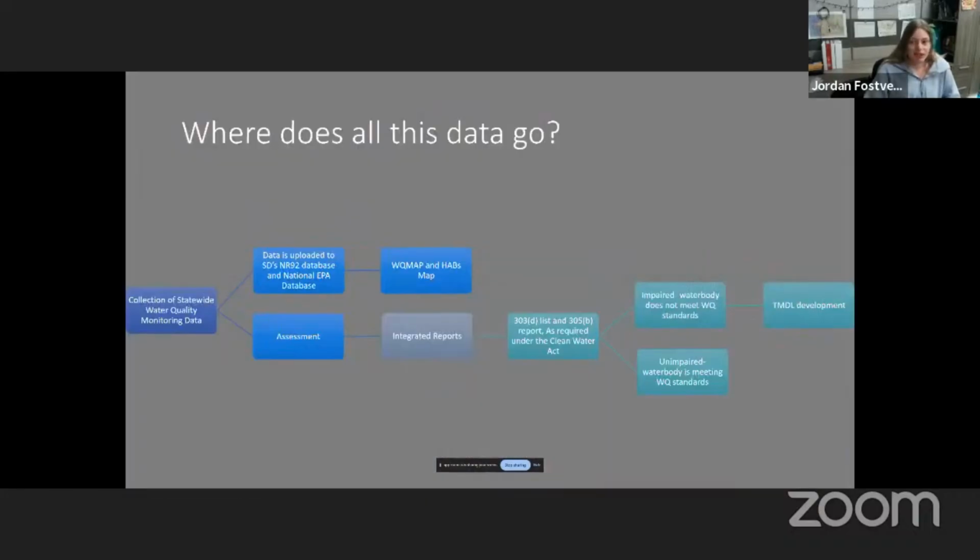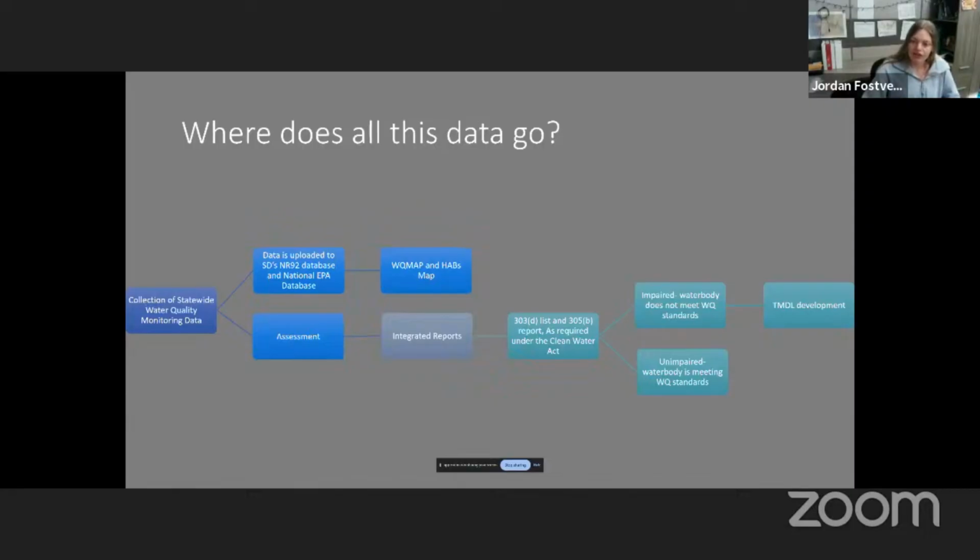Where does this data go? It gets used for a variety of things. So first we have the collection of all the statewide water quality monitoring data. This data is all uploaded to our South Dakota NR92 database, and then it's also uploaded from there to the National EPA managed database. From there, it goes to WQMAP, our water quality monitoring access portal, and the HABS map.